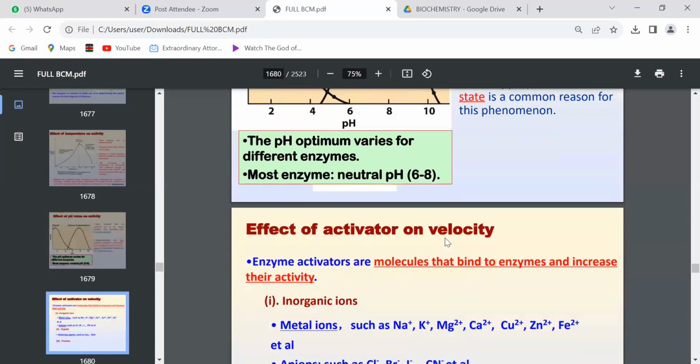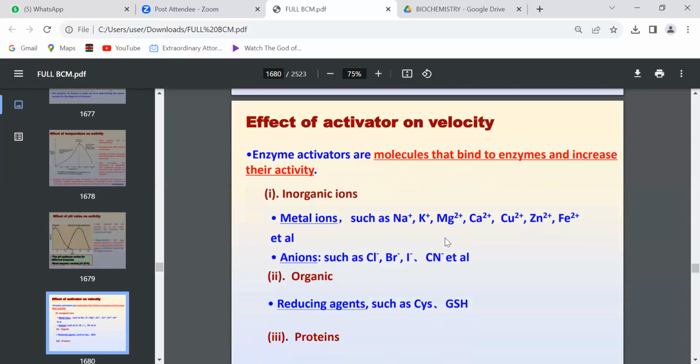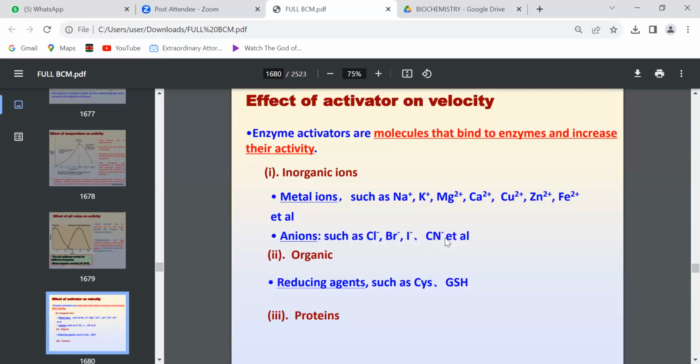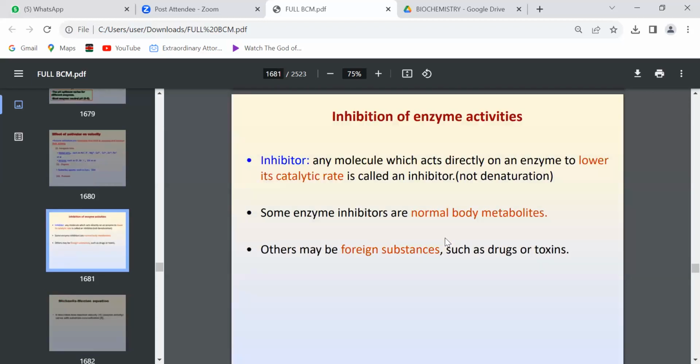And then the effect of an activator: if there's an activator, of course, the enzyme works much better. It increases the enzyme activity as opposed to when there is no activator. And then, of course, inhibitors will lower the reaction rate, but they do not denature the enzyme.